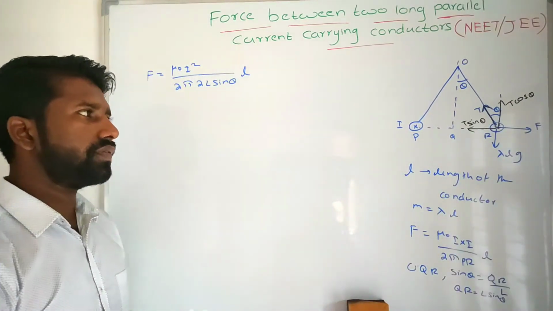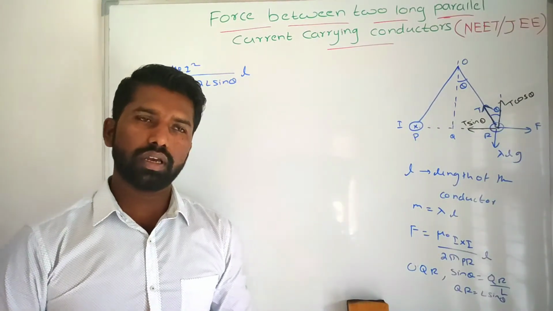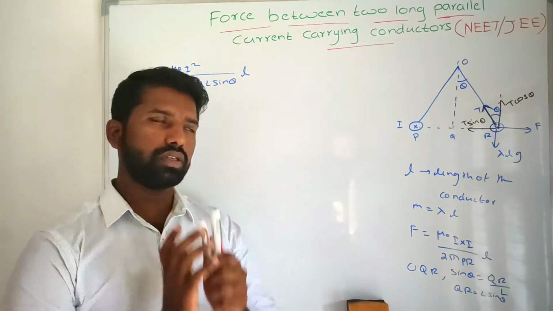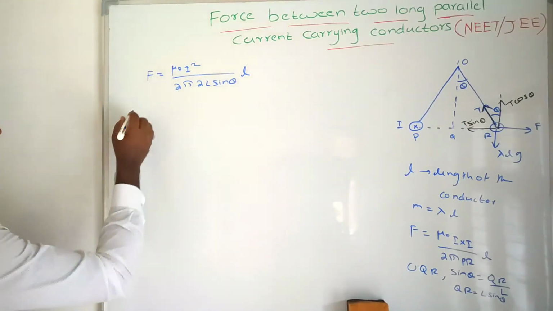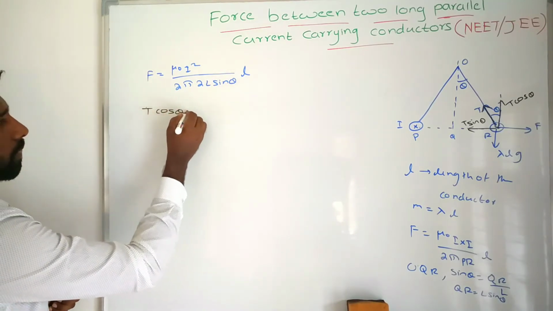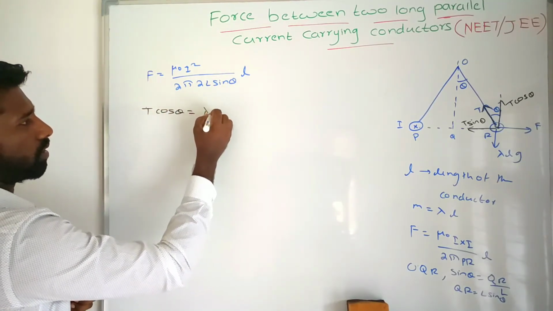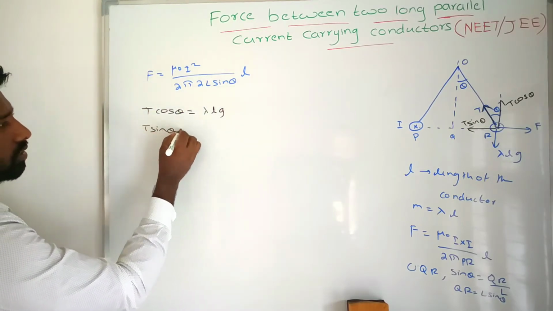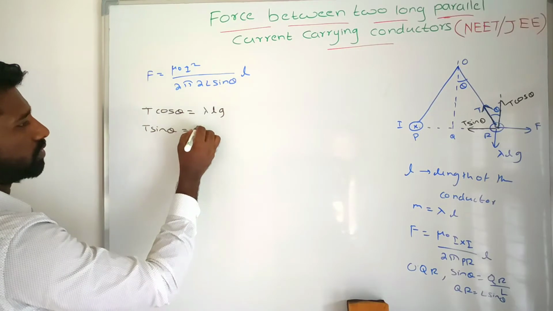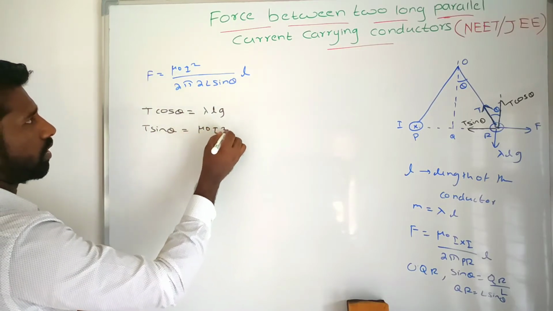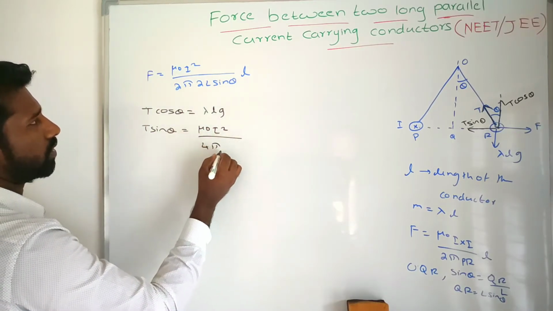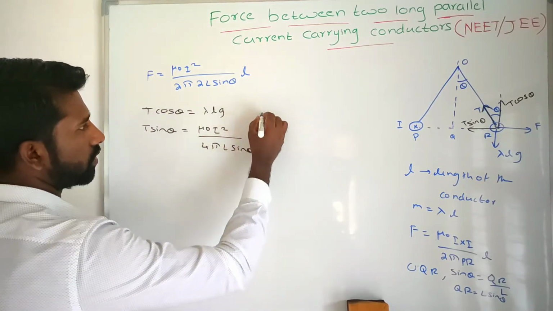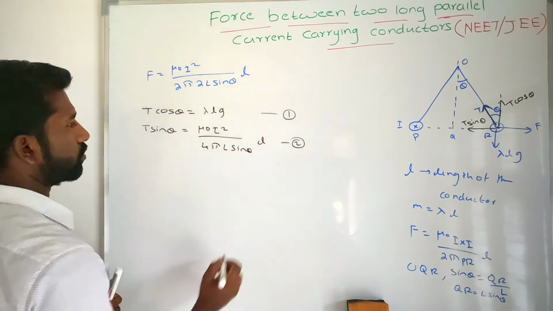Okay, if these two current carrying conductors are at equilibrium, the net force is 0. That means T cos theta is equal to lambda Lg, and T sin theta is equal to the F value. That is F is equal to mu 0 I square divided by 4 pi L sin theta into small letter L. This is equation number 1 and this is equation number 2.